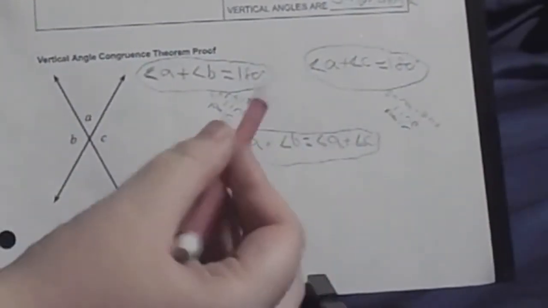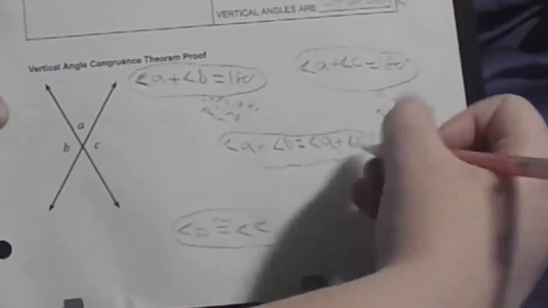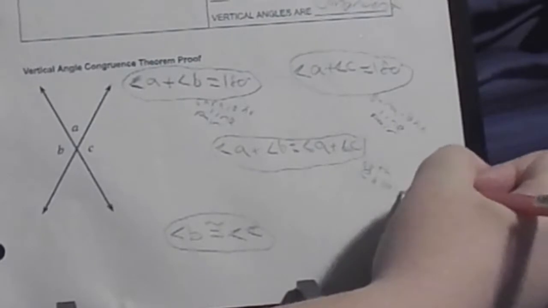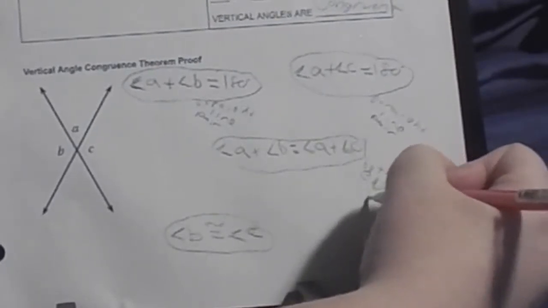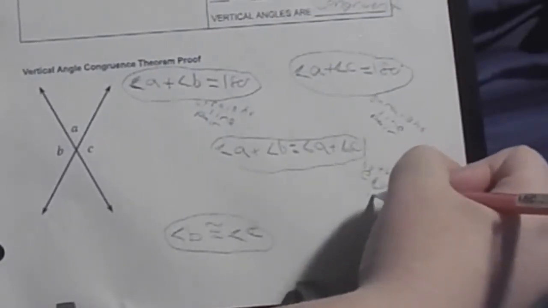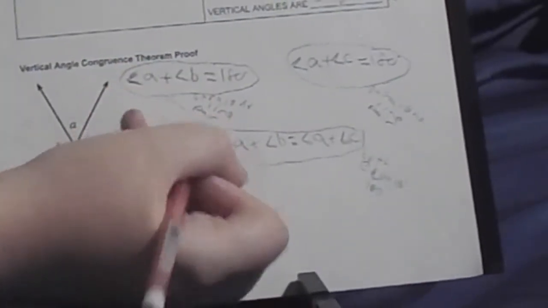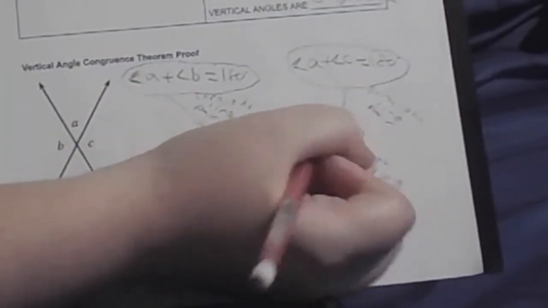And I did that because they both equaled 180 degrees. So since they both equaled 180, I could say they equaled each other. Because this equaled 180, and because that equaled 180, I could say they equal each other.